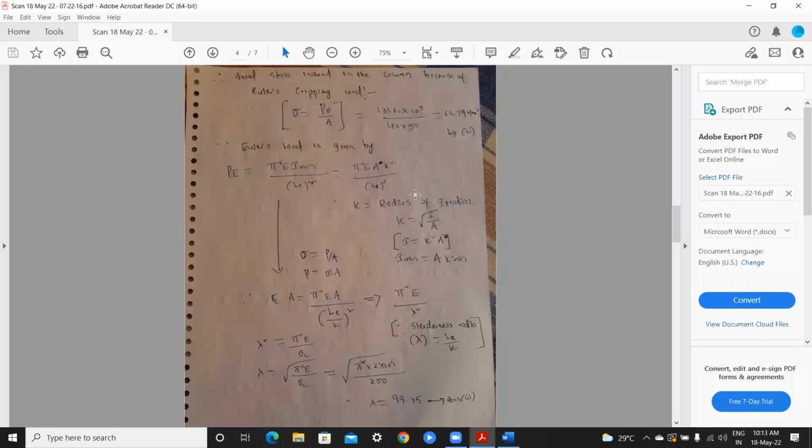So if a column is failing for 75 kilonewton, we cannot design that column for the load of 75 kilonewton only. We have to design that column with some extra, so it can resist that extra force.